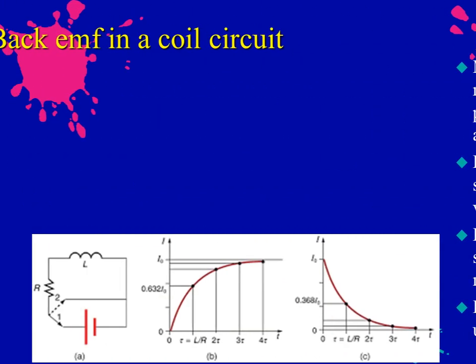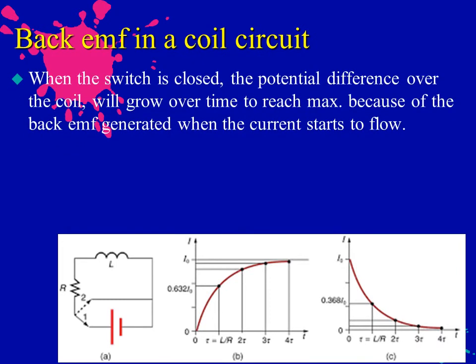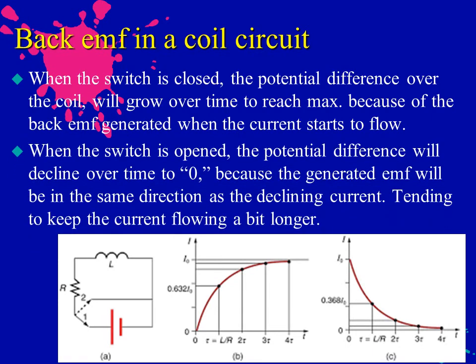Back EMF in a coil circuit. When the switch is closed, the potential difference over the coil will grow over time to reach maximum because of the back EMF generated when the current starts to flow. When the switch is opened, the potential difference will decline over time to zero because the generated EMF will be in the same direction as the declining current, tending to keep the current flowing a bit longer.